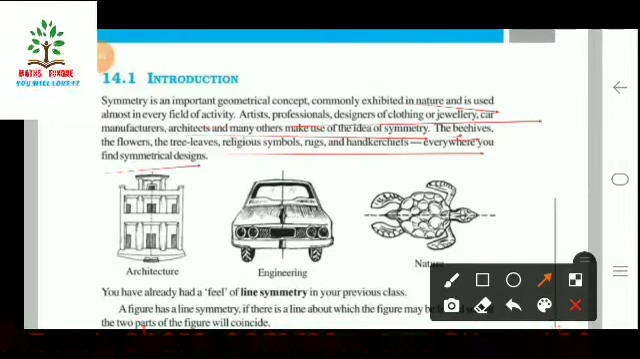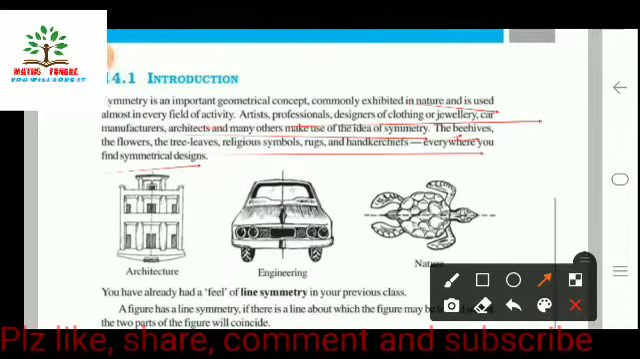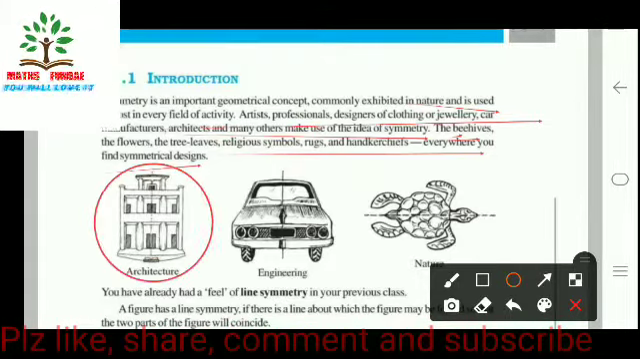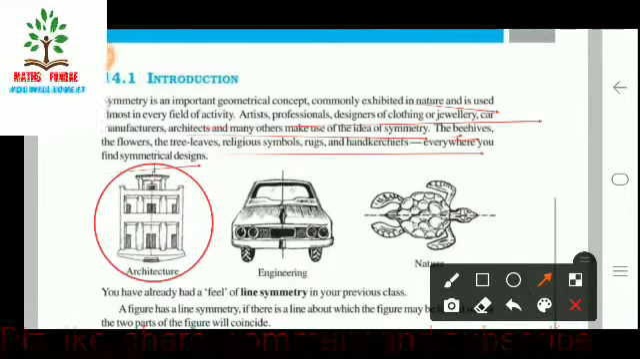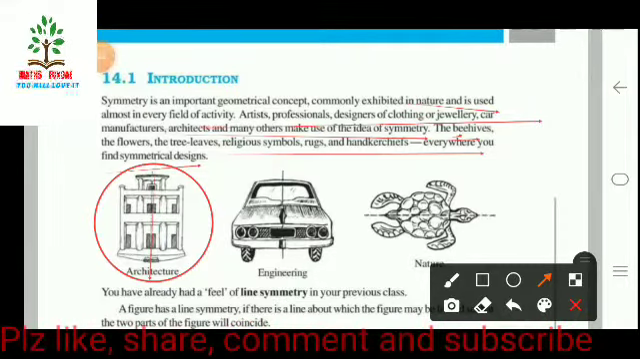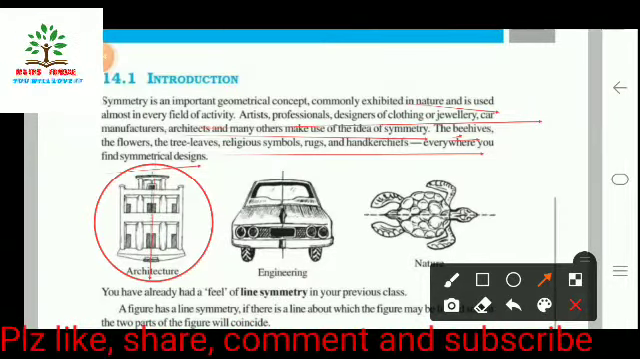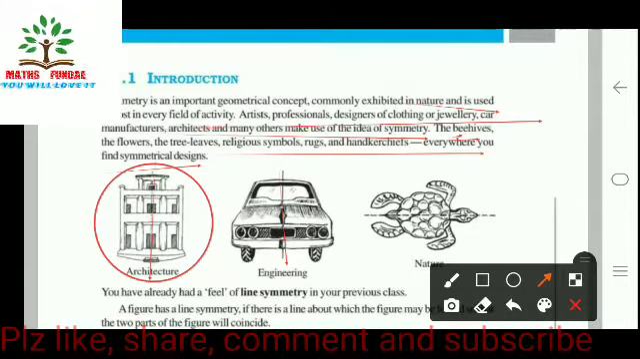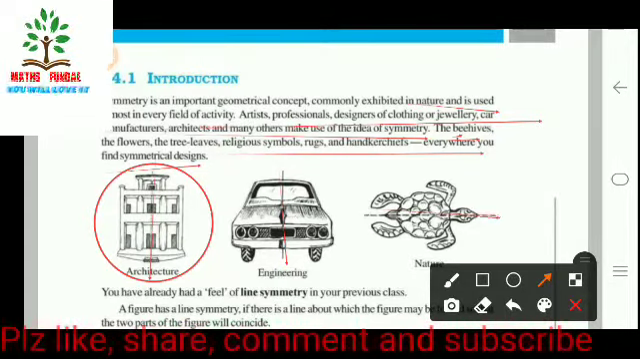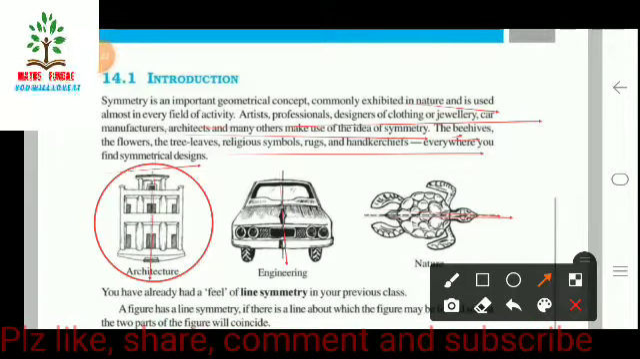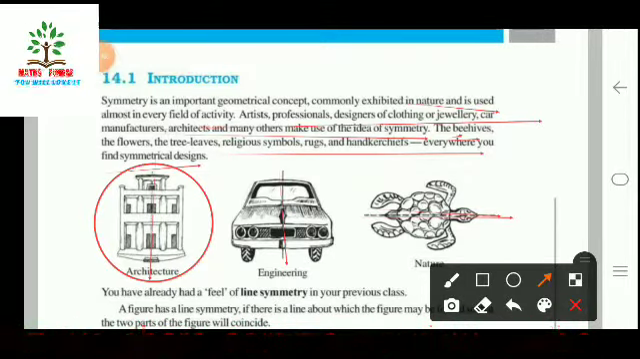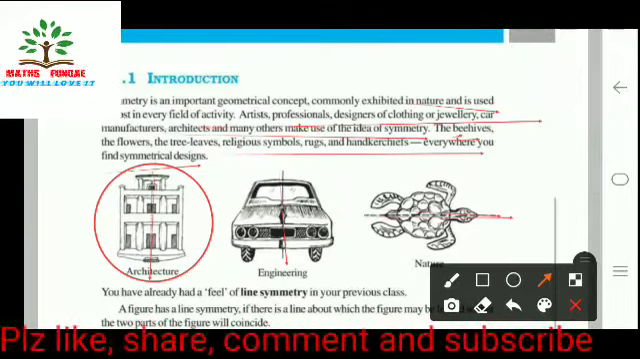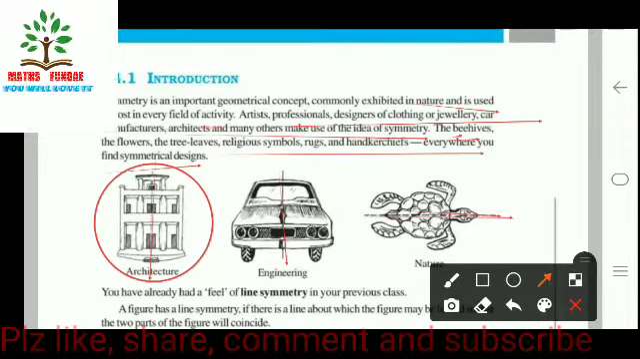symmetrical design. For example, if you see this house, then you can easily see that along this line it is symmetrical, meaning on both sides it's the same. Likewise this car, along this line it is symmetrical. Likewise, if you see nature also, even the animals are symmetrical. For example, if we see ourselves, even we are symmetrical.